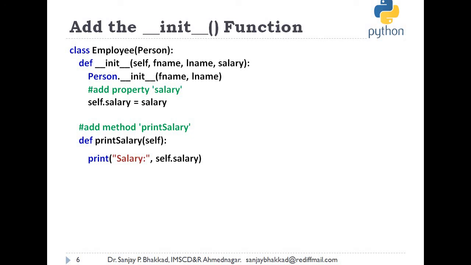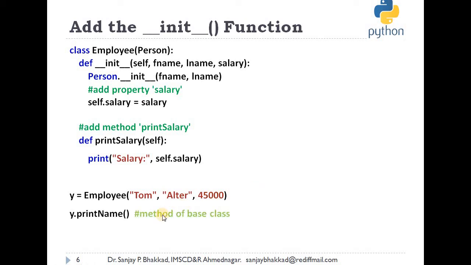So let us test it by creating an object of the child class. Here I am creating an object of the class employee. So y is equal to employee, and I am passing it the first name, last name, and salary. Remember that while instantiating objects of this child class, you need to pass all the required parameters. Now a total of 3 parameters are required. So first name, last name, and salary are passed.